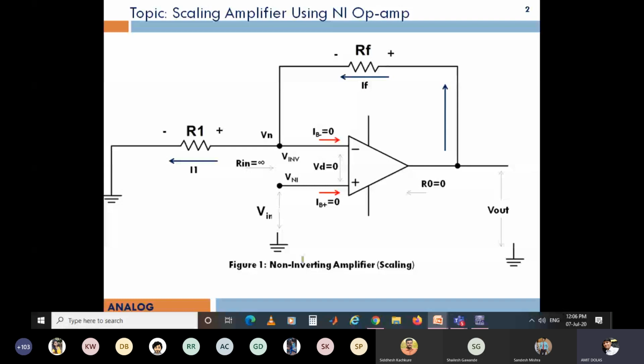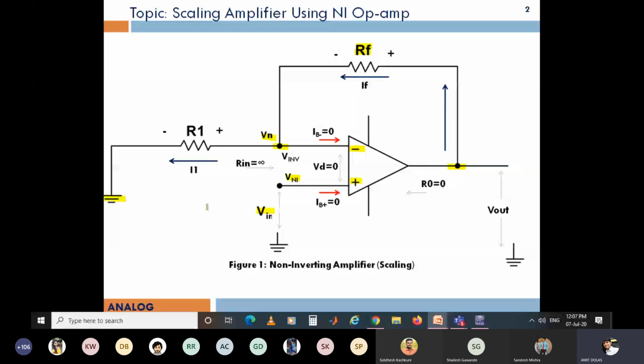Now you can see on this PPT, it shows the scaling amplifier using non-inverting mode, wherein the input Vin is connected to the positive terminal, which is referred to as the non-inverting terminal of the op-amp, and the feedback resistance RF is connected between the output terminal and the inverting terminal at node Vn, and resistance R1 is connected to the inverting terminal of the op-amp and towards the ground. So this is the circuit diagram.